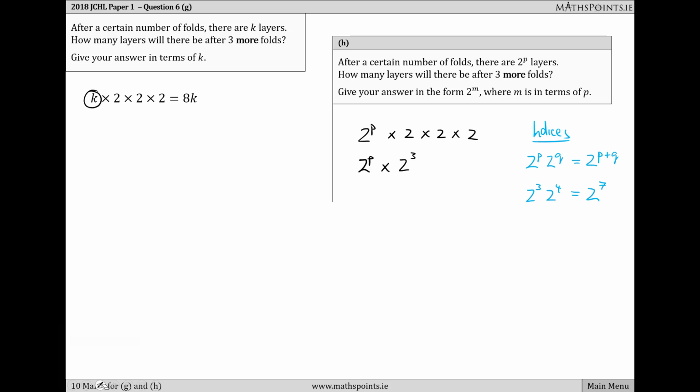So coming back to our own example here, how would we tidy this up and join these together? Well, 2 to the power of p times 2 to the power of 3 is 2 to the power of p plus 3. Again, we just add the powers. And they say, give your answer in the form 2 to the power of m, where m, the power, is in terms of p. And so the answer to the question is 2 to the power of p plus 3.